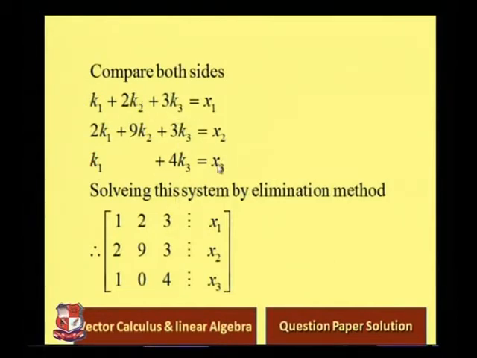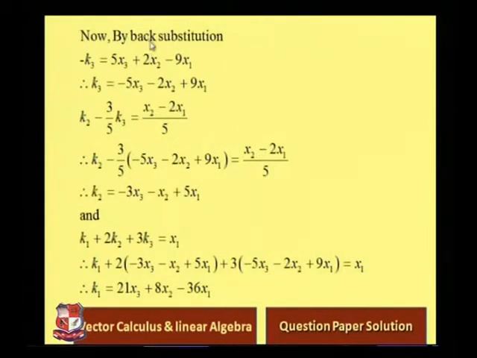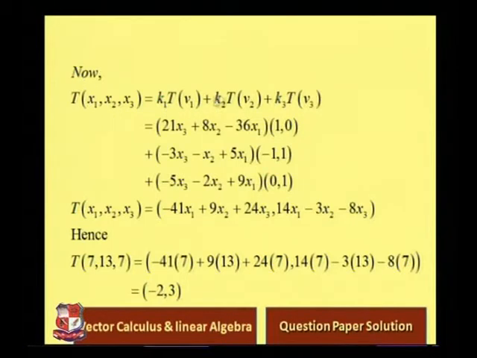non-homogeneous system of equations, so apply the augmented matrix. This is the augmented matrix of this system. Solve by using row operations. These are all the row operations, and then we get the answer by using back substitution. We get k3 as this expression, k2 as this expression, and k1 as this one. Substitute in this one. So now T(x1, x2, x3) equals k1 T(v1) plus k2 T(v2) plus k3 T(v3).